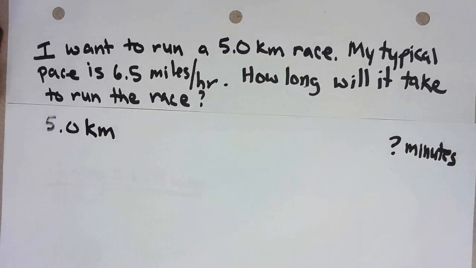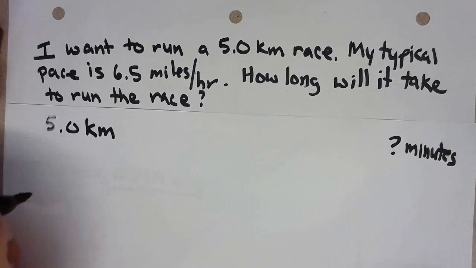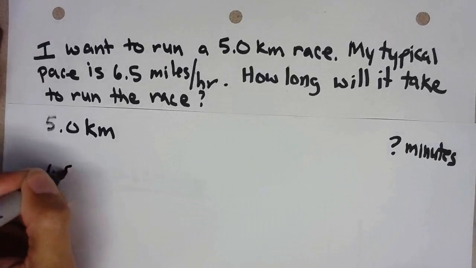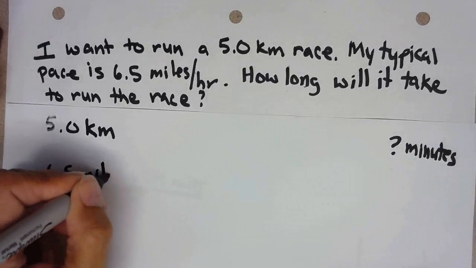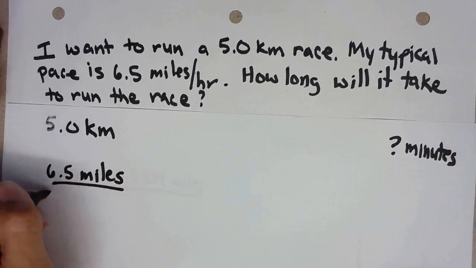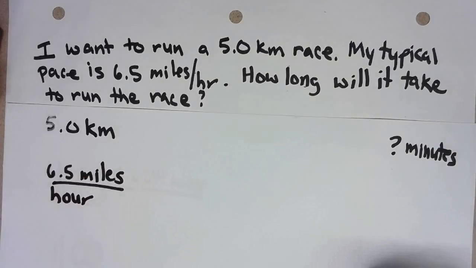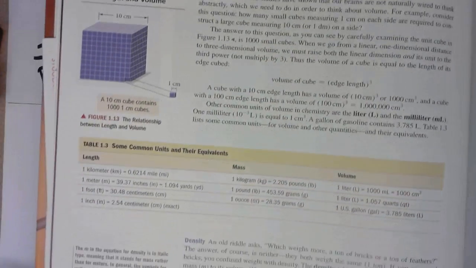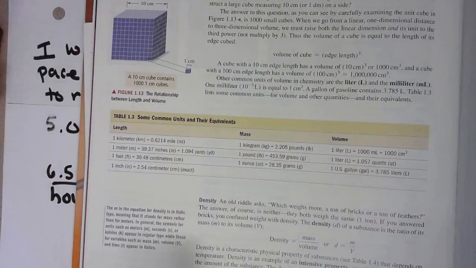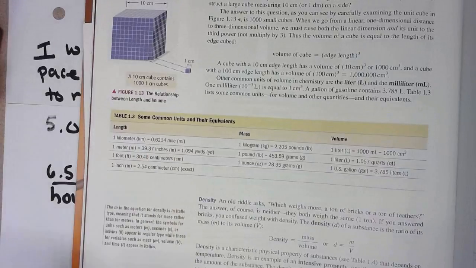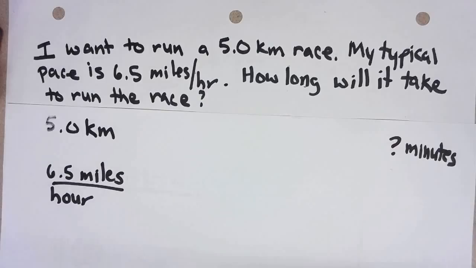There are several other helpful pieces of information along the way. I know that I run at a rate of 6.5 miles per hour. And we also know some tables from our textbook that let us interconvert between English and metric systems. And this table indicates that 1 kilometer is the same as 0.6214 miles.